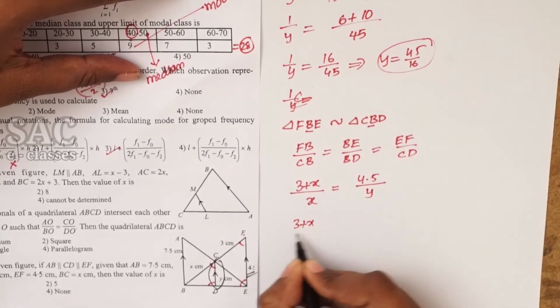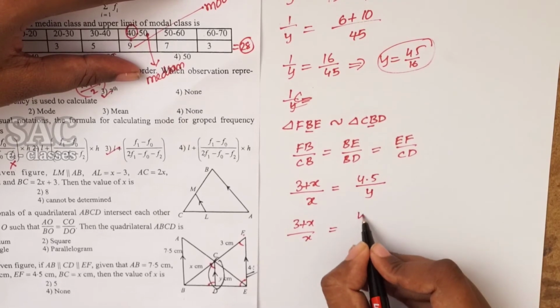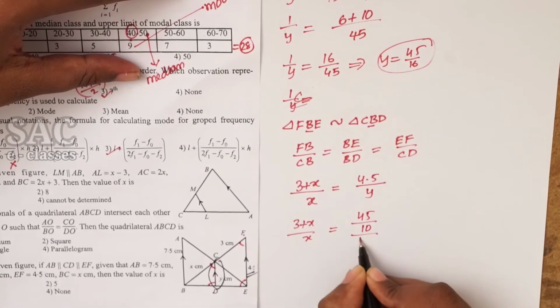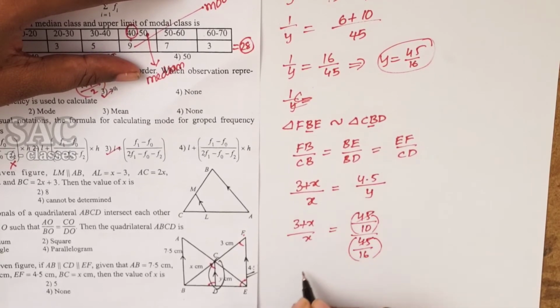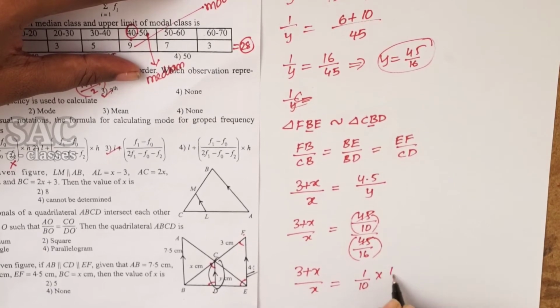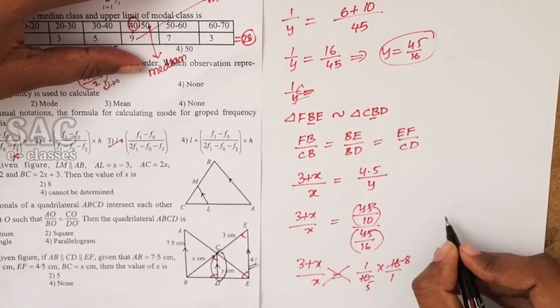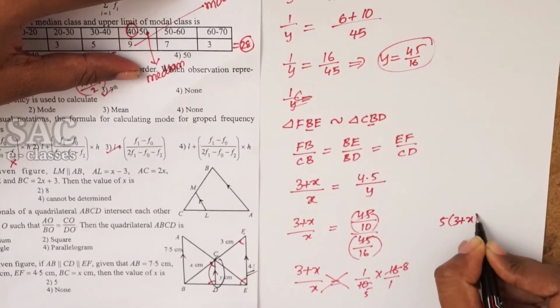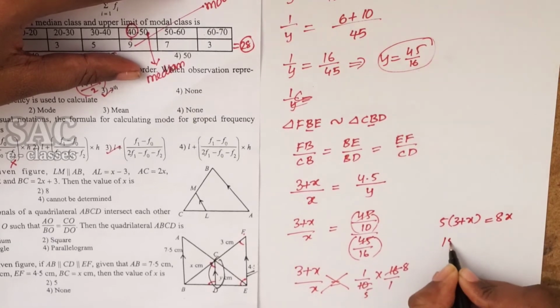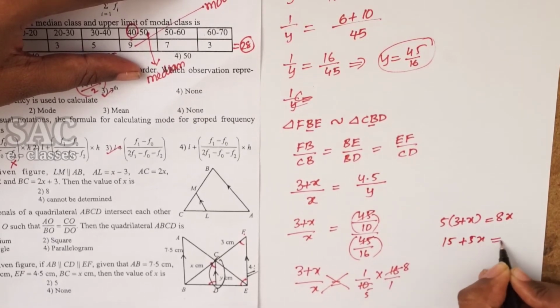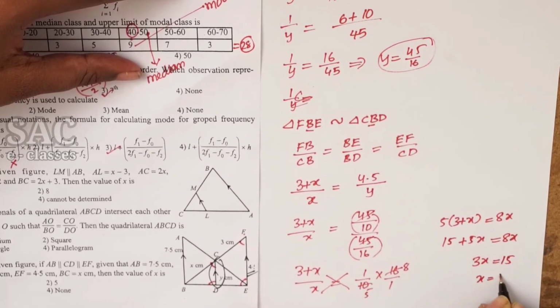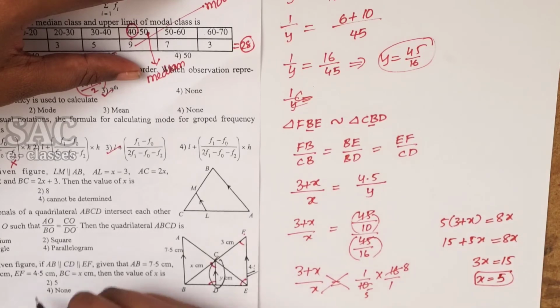3 plus x by x is equal to 4.5 by the y value, which is 45 by 16. So 3 plus x by x equal to 1 by 10 into 16 by 1, which is 8 by 5. Go for the simplification. 5 into 3 plus x equal to 8x. 15 plus 5x is equal to 8x, where 3x equal to 15, where x is equal to 5 centimeters.